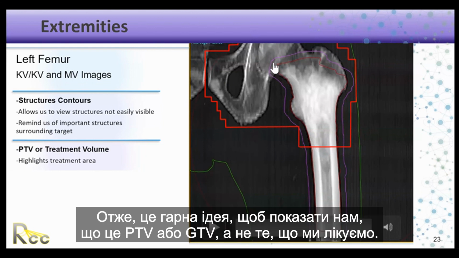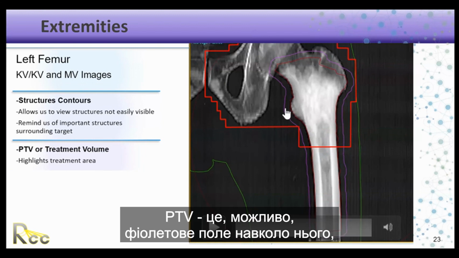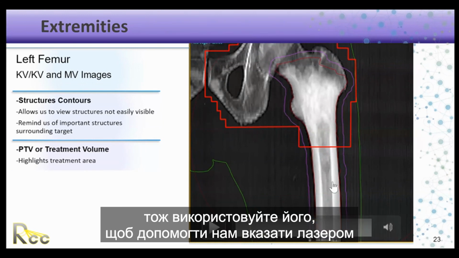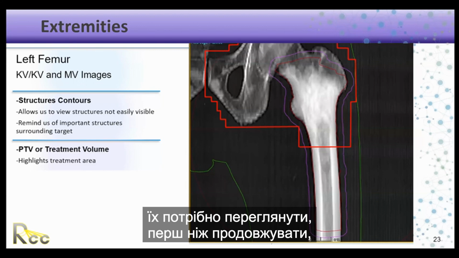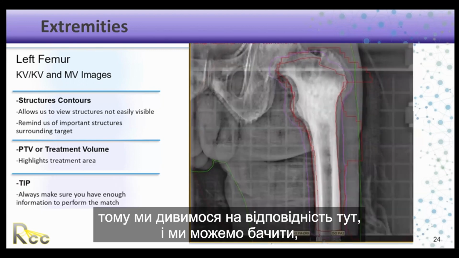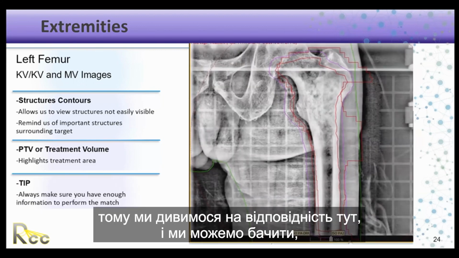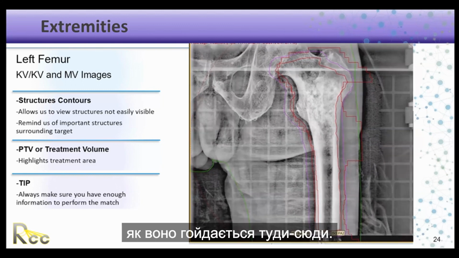So this is a good idea to show us. This is a PTV, or a GTV rather. What we're treating is the GTV, and the PTV is maybe the margin around it, this purple. And so we use those to help us laser in and hone in on what we are matching on. Those must be reviewed before advancing. So we're looking at the matching here, and we can see it rocking back and forth.